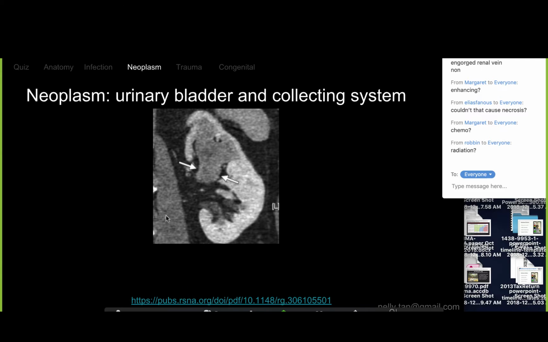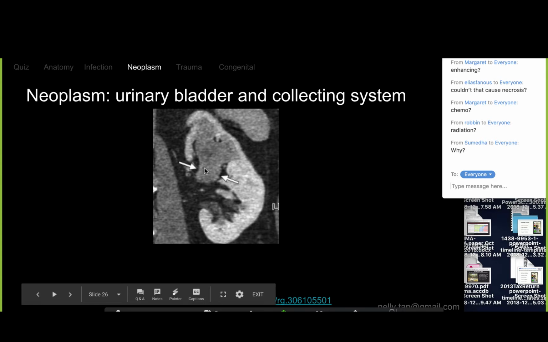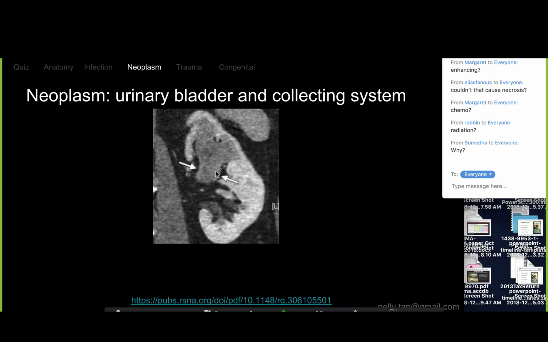That's because the thinking is that if this is involved, then they're going to get satellite tumors elsewhere. So they strip the entire collecting system. So it's a completely different operation. This is why it's important to have proper diagnosis before surgery.